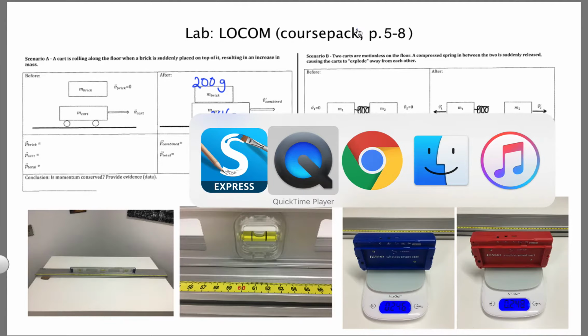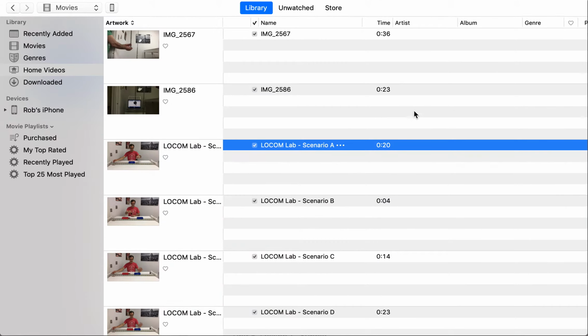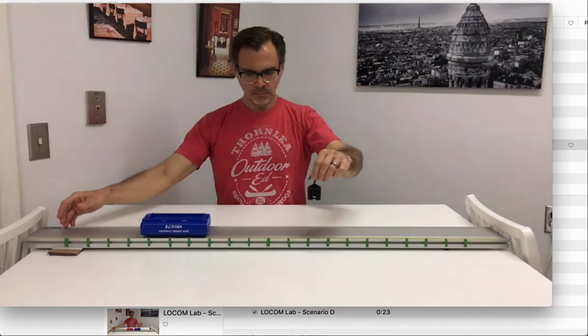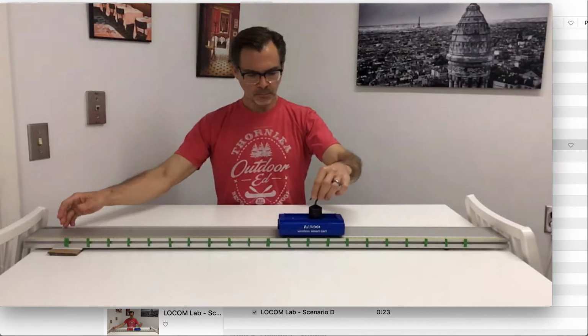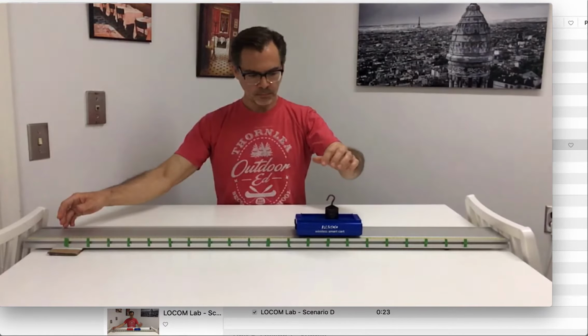And now I'm just going to jump into iTunes here, where I have the video. So here's the first one. Let's just watch it together. So you can see the cart's coming in, and I'm holding the mass steady. I'm going to gently put the mass on, and right away, as you might have predicted, this thing slows down.